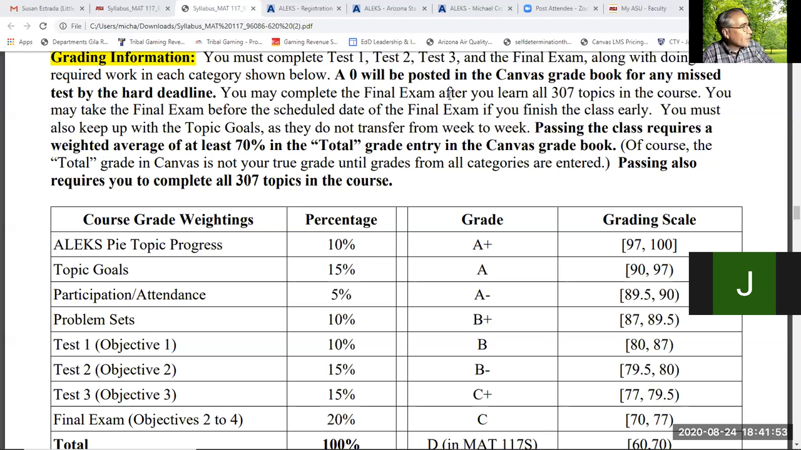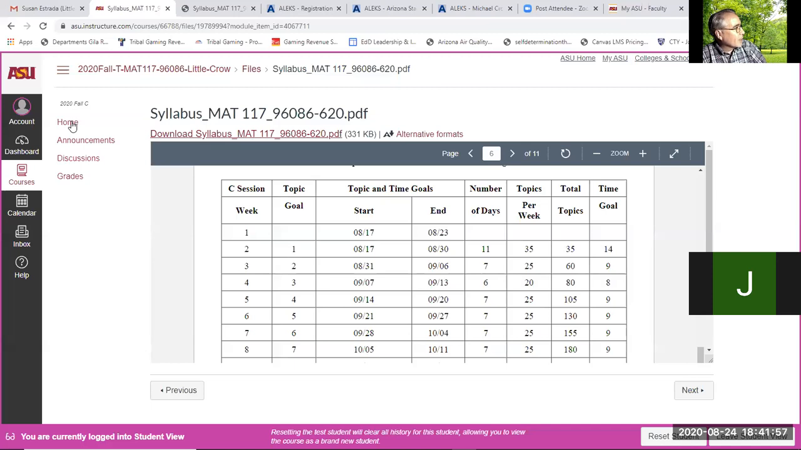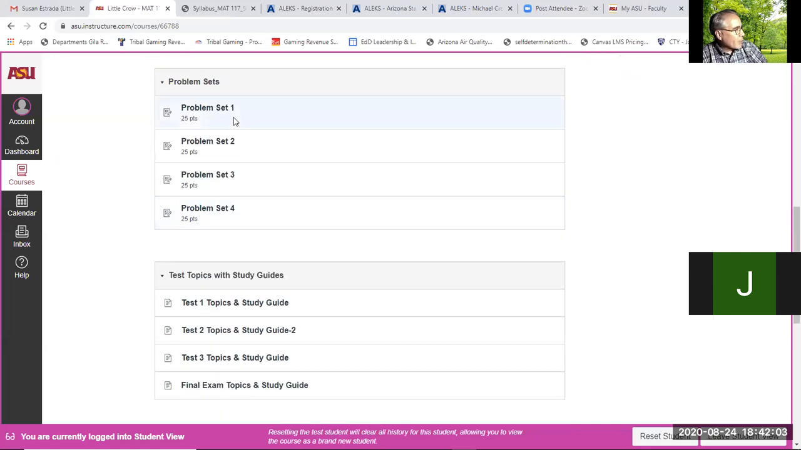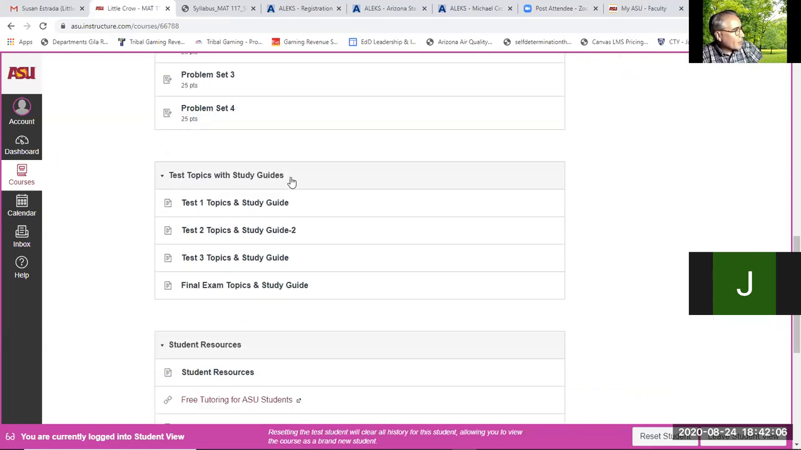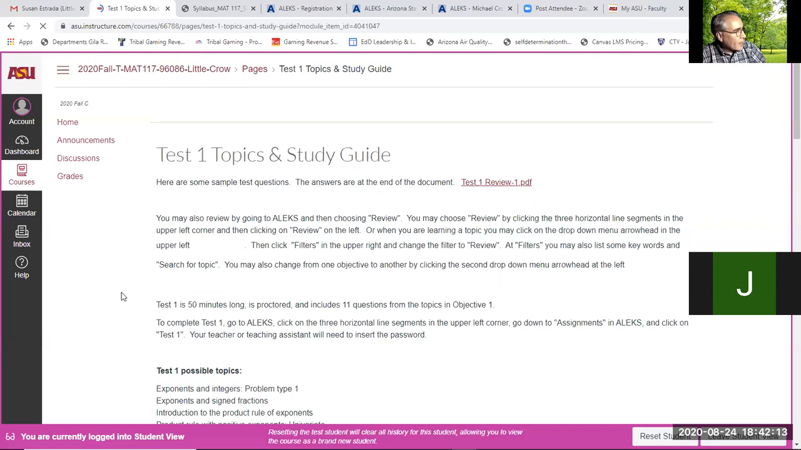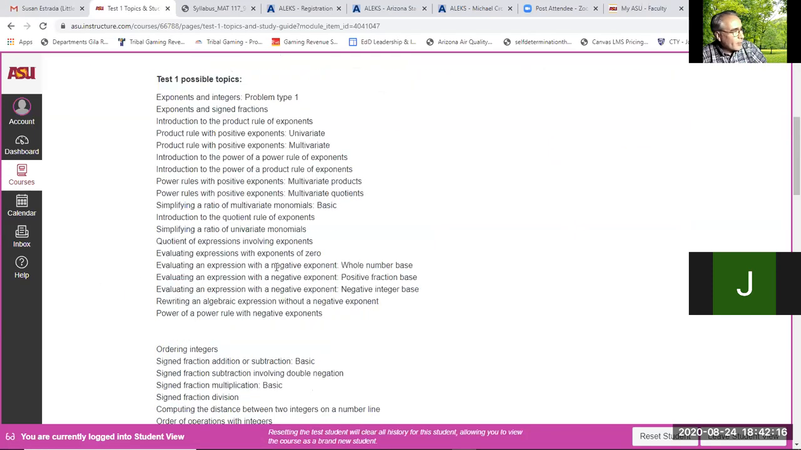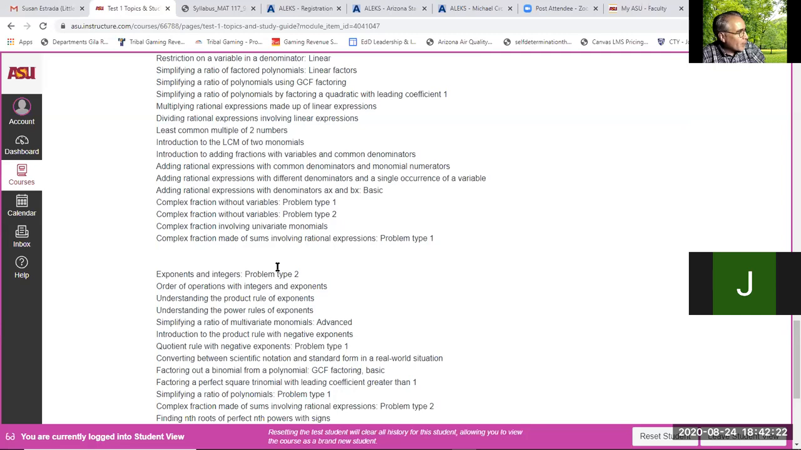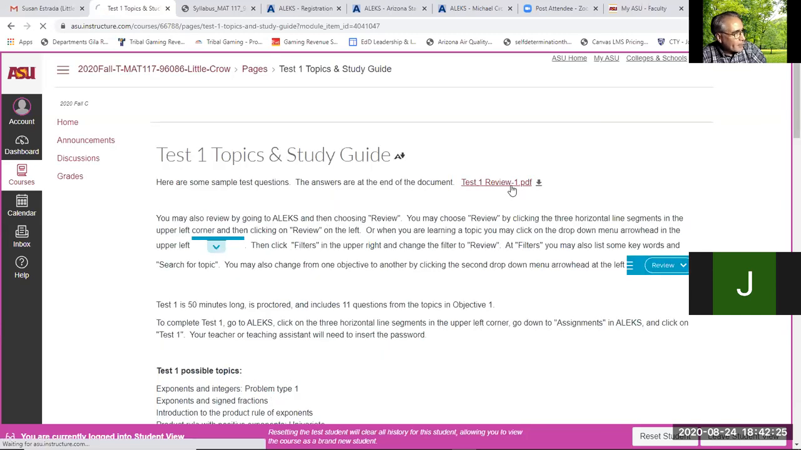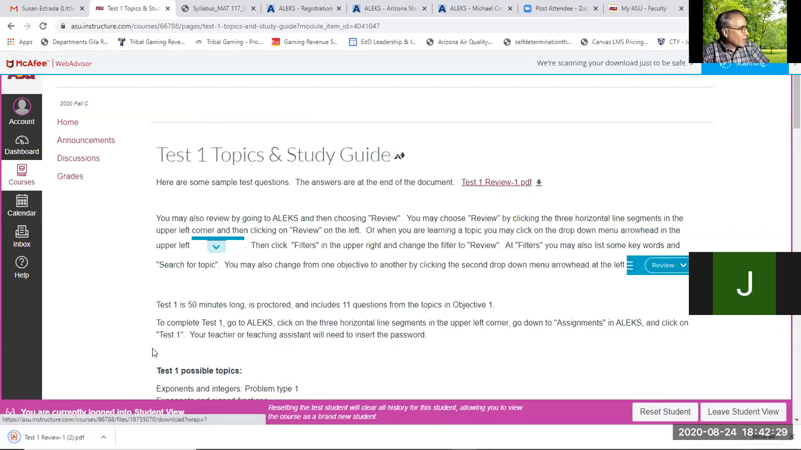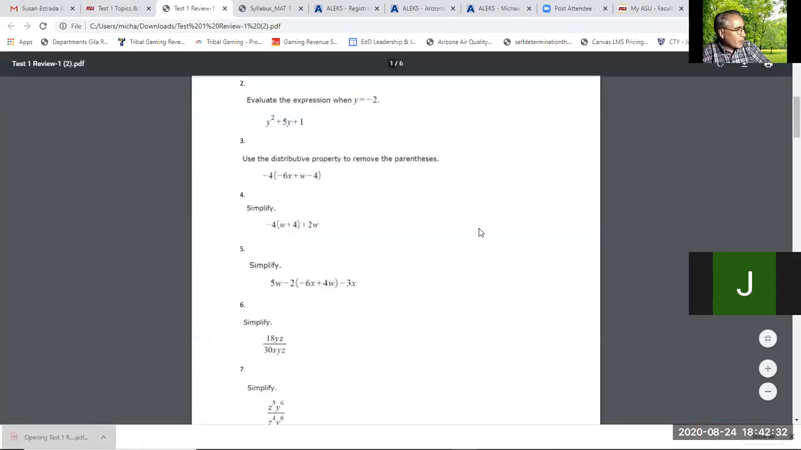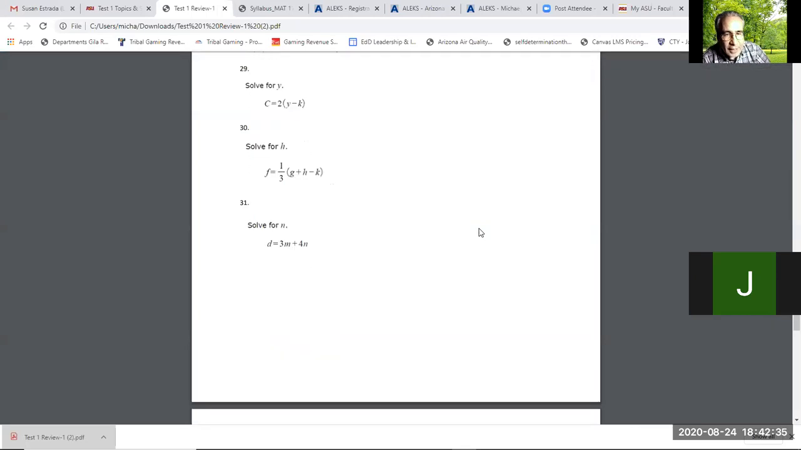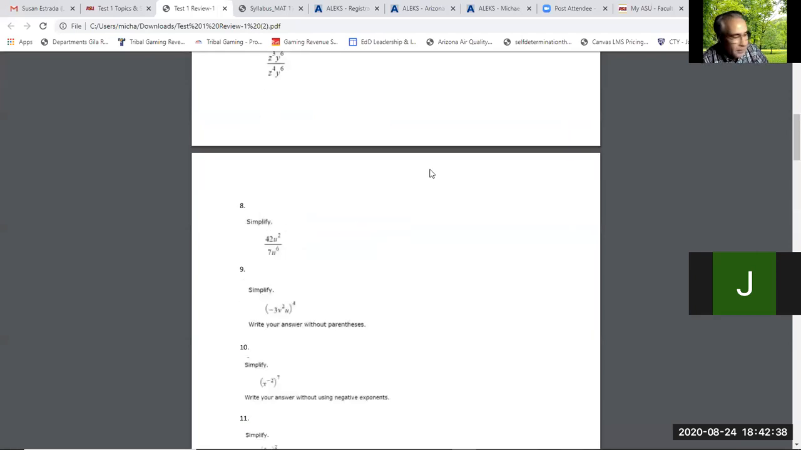And every test does have a review. So we go back to our Canvas course, and you'll see down here, problem sets are blank at this time, so don't worry about it, but there are these test topics with study guides. Now they've got the test one possible topics. These are a listing of all the topics in objective one. Don't use that to study from. That's like 120 topics. But they do have this PDF with 31 questions, I think it is. There are 31 questions in here and answers, and they will take the 11 test questions from these types of questions.